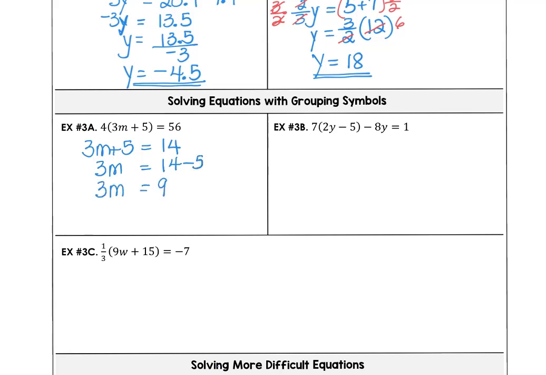And 3 times m, we want to do the opposite, so multiplying the inverse would be division, and 9 divided by 3 is 3.